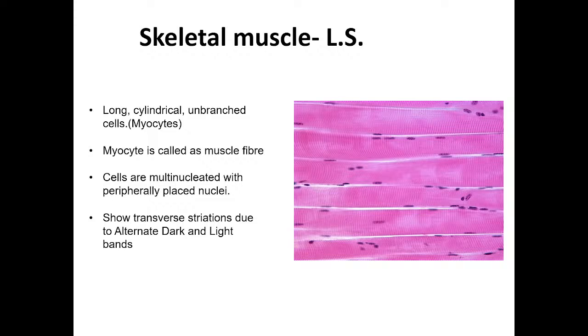So what we see are parallelly running muscle fibers. A muscle fiber is basically a single myocyte. It is a syncytium. Many myoblasts fuse together and form a single myocyte, but they retain their nuclei. So it is a multinucleated cell, and these nuclei are flat, pushed towards the periphery. Then they show transverse striations, because of alternate dark bands and light bands. Why these dark and light bands are produced, we will see in the next slides.